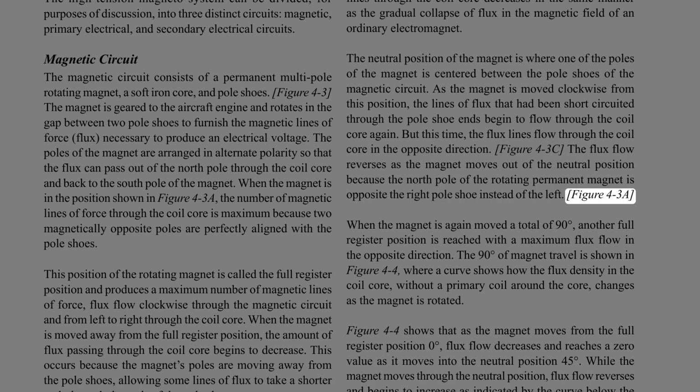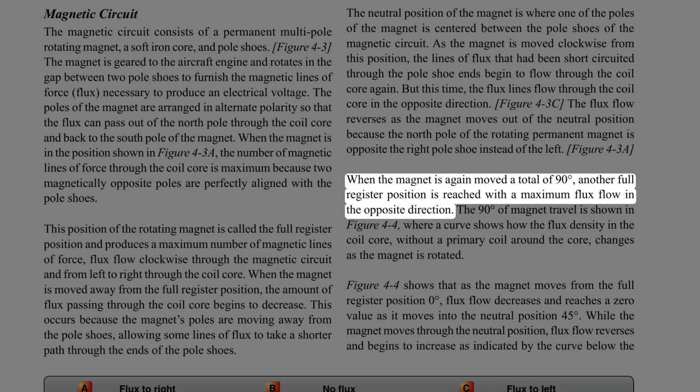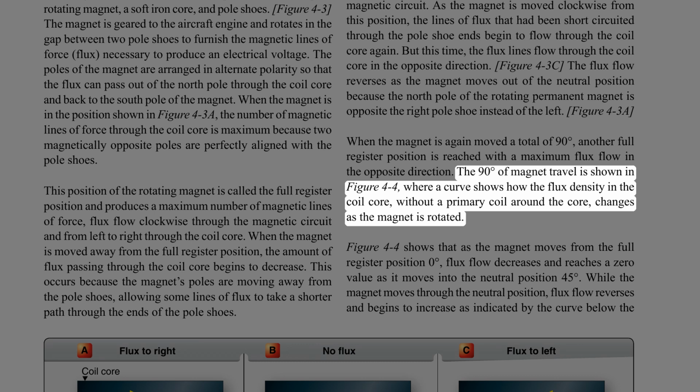Figure 4-3a. When the magnet is again moved a total of 90 degrees, another full register position is reached with a maximum flux flow in the opposite direction. The 90 degrees of magnet travel is shown in Figure 4-4, where a curve shows how the flux density in the coil core, without a primary coil around the core, changes as the magnet is rotated.